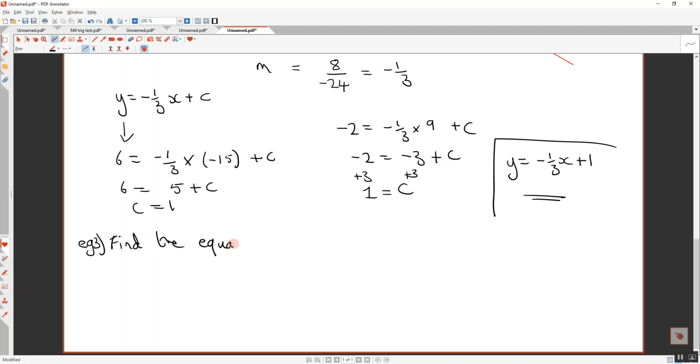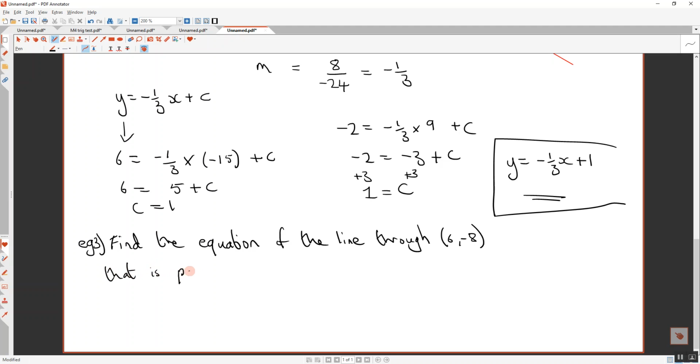Find the equation of the line through (6, -8) that is perpendicular to the line y equals 3x plus 5.